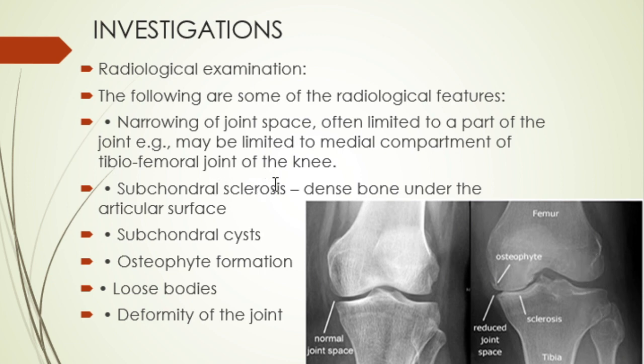Then subchondral sclerosis, that is dense bone under the articular surface. There sometimes we can see a subchondral cyst. Then osteophyte formation; here we can see the osteophyte formation in this X-ray of the patient having osteoarthritis. Then loose body and deformity of the joint; lastly, the joint will be deformed.